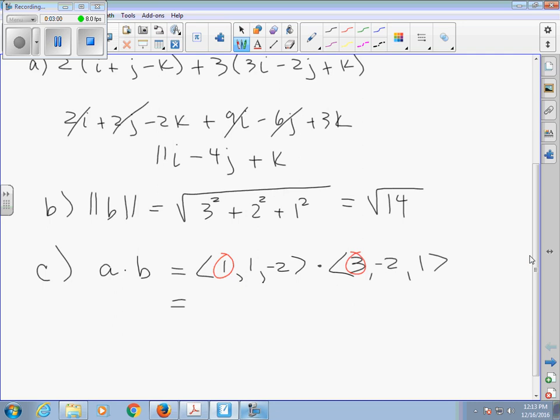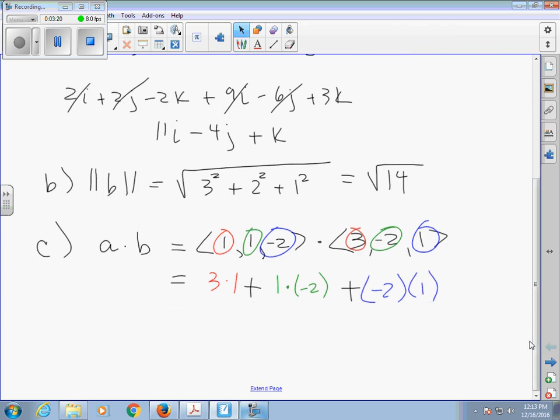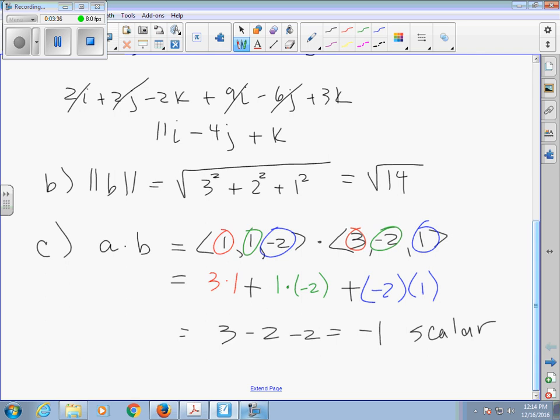So like components, 3 times 1 plus the Y components, so that'd be 1 times -2, plus the Z components, -2 times 1. This is the definition of dot product. That equals 3 minus 2 minus 2, which gives you the dot product between A and B. A dot B equals -1. And note, dot product is a scalar. Very important to understand that's a scalar, which we'll get into in further problems.